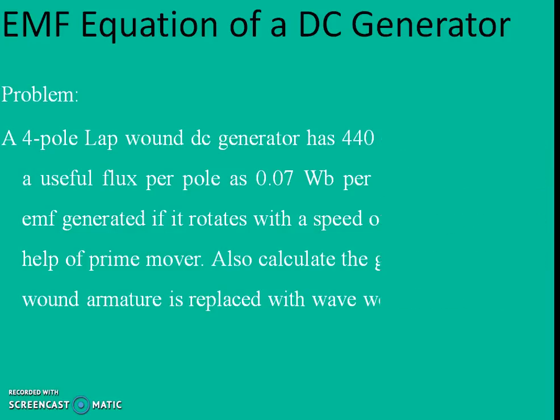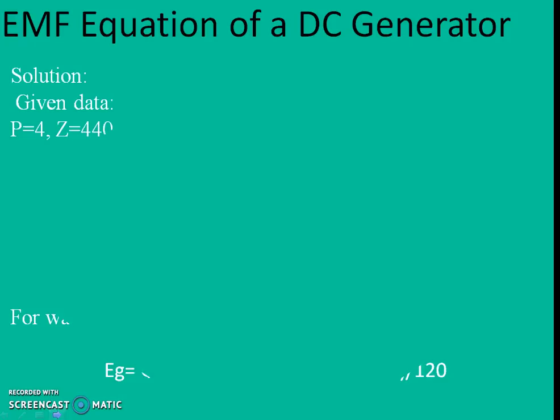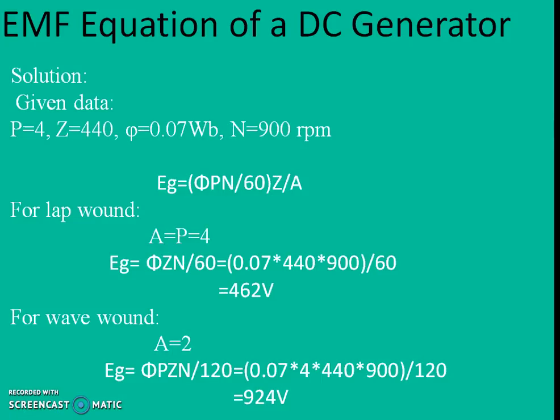From the derived E.M.F equation, Eg is equal to psi Z N by 60 into P by A. For a lap wound armature, A is equal to P, so Eg is equal to psi Z N by 60. The Eg value is 0.07 into 440 into 900 by 60. So for a lap wound armature, the E.M.F generated is 462 volts.